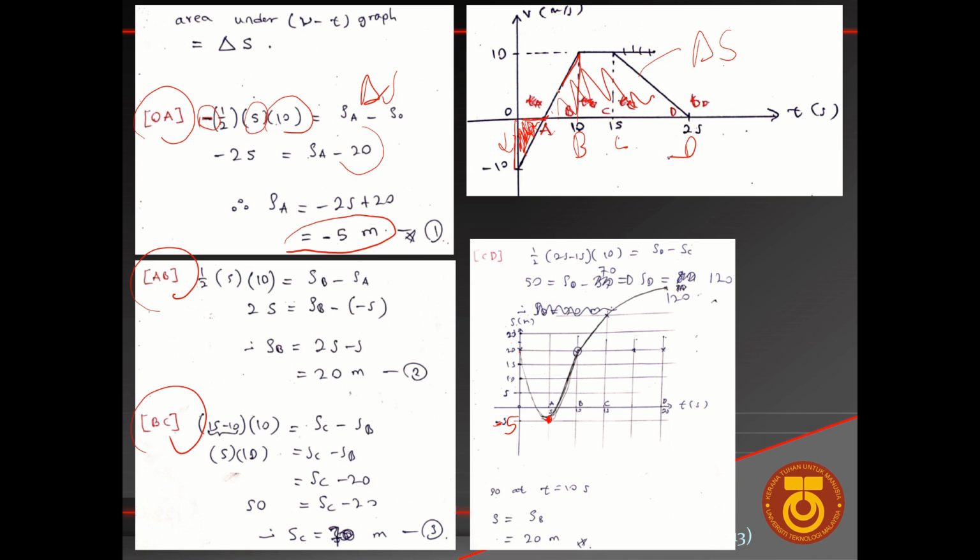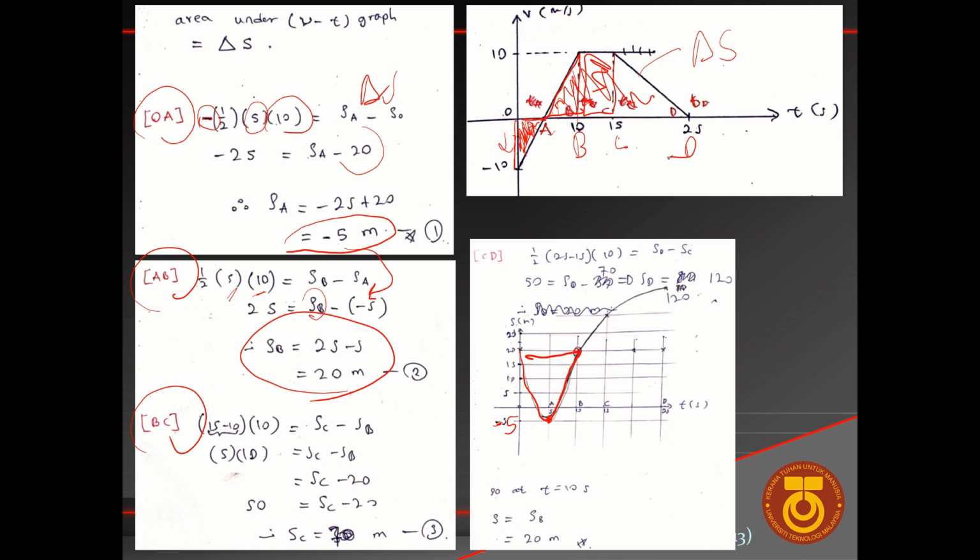You take this other half here from AB. 10 minus 5, so you have 5. The length here, 10 minus 0, so you have 10, half because it is a triangle. Delta S, SB minus SA. SB is the one we didn't know, SA is from here. From this you get SB. So SB is equal to 20. So again it goes down to negative 5, then goes up to the same level, 20, SB. Then continue on BC, which is this part.